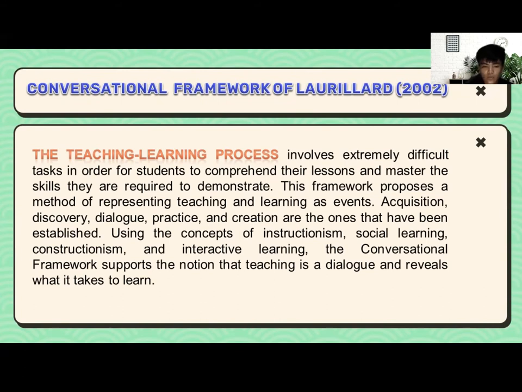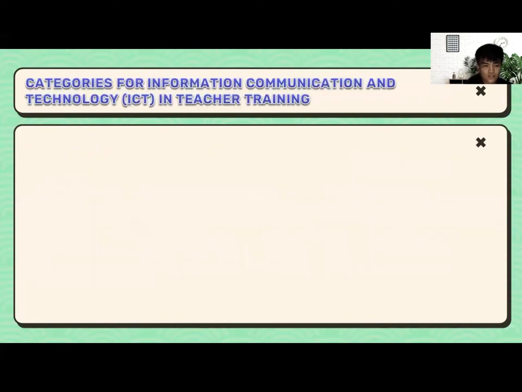This framework proposes a method of representing teaching and learning as events. Acquisition, discovery, dialogue, practice, and creation are the ones that have been established. Using the concepts of instructionism, social learning, constructionism, and interactive learning, the conversational framework supports the notion that teaching is a dialogue and reveals what it takes to learn.